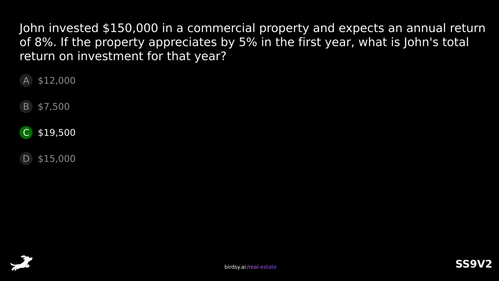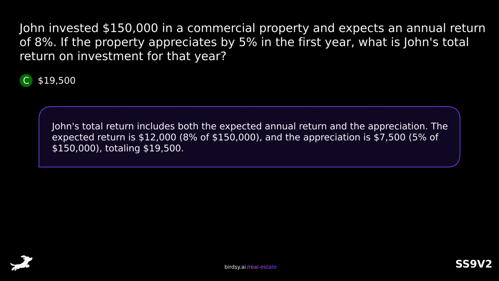$19,500. John's total return includes both the expected annual return and the appreciation. The expected return is $12,000, 8% of $150,000, and the appreciation is $7,500, 5% of $150,000, totaling $19,500.